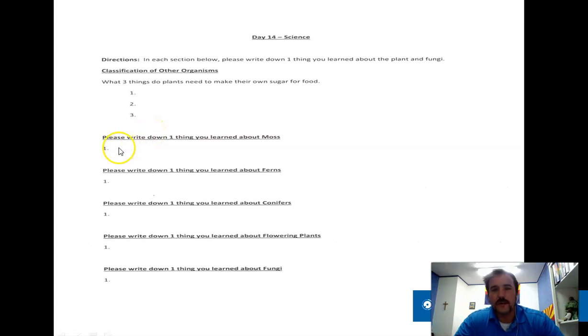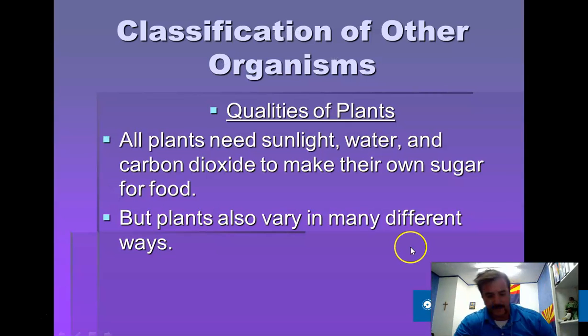Don't just write down one thing you learned about moss. Don't write that it's green. You're right, you didn't learn that. Again, focus on things that you learned. You've got a couple of non-vascular plants and also some vascular plants, but we're learning how scientists classify them, a lot like when we did animals with mammals and amphibians and things. I already told you that. Here we get into the lesson, okay?